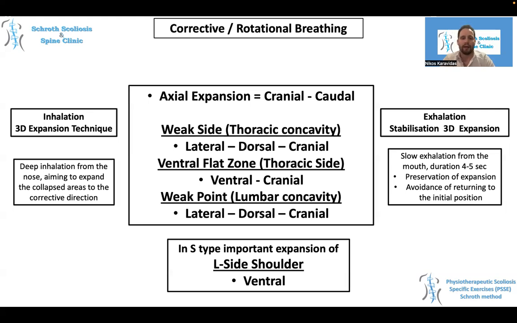We also have the L side shoulder, which is the area in front of the shoulder of the lumbar side. When you have an S-type, so when you have a proximal thoracic scoliosis, this means that you have a true shoulder hump at that time on the L side, and you have actually a ventral flat zone in front of the shoulder hump. So you need to expand this area ventrally to correct the shoulder hump. It is the same concept as with the ventral flat zone on the T side, which is in front of the thoracic hump.